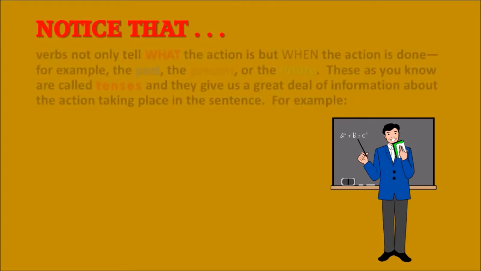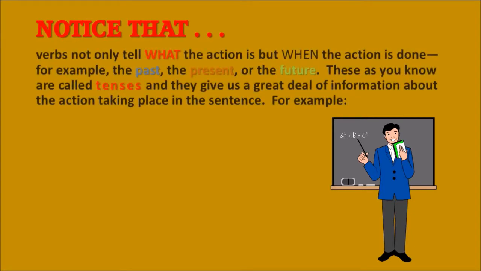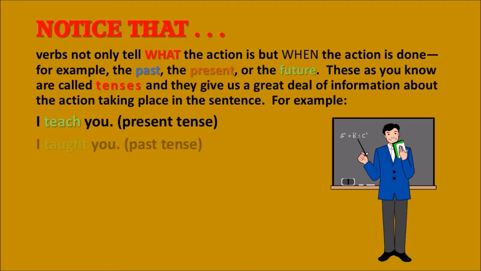Notice that verbs not only tell what the action is, but when the action is done. For example, the past, the present, or the future. These, as you know, are called tenses, and they give us a great deal of information about the action taking place in the sentence. For example, I teach you, present tense. I taught you, past tense. I will teach you, future tense.